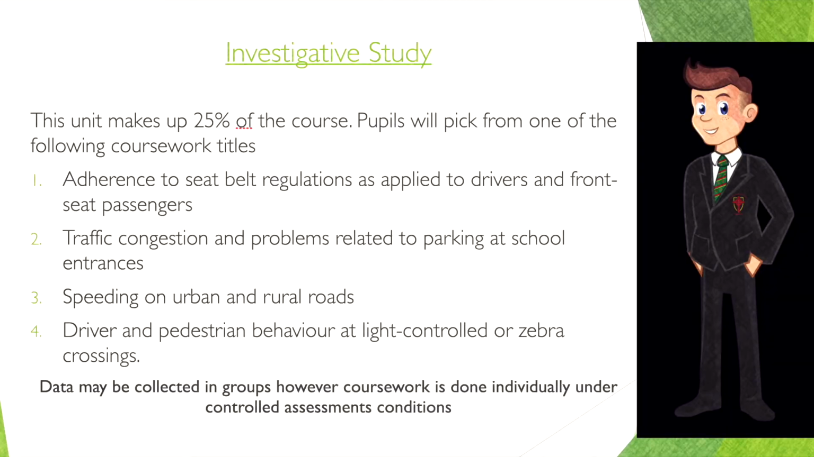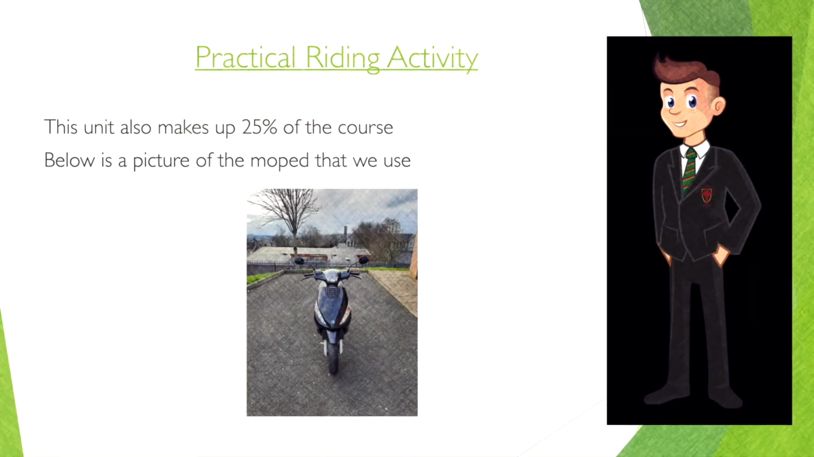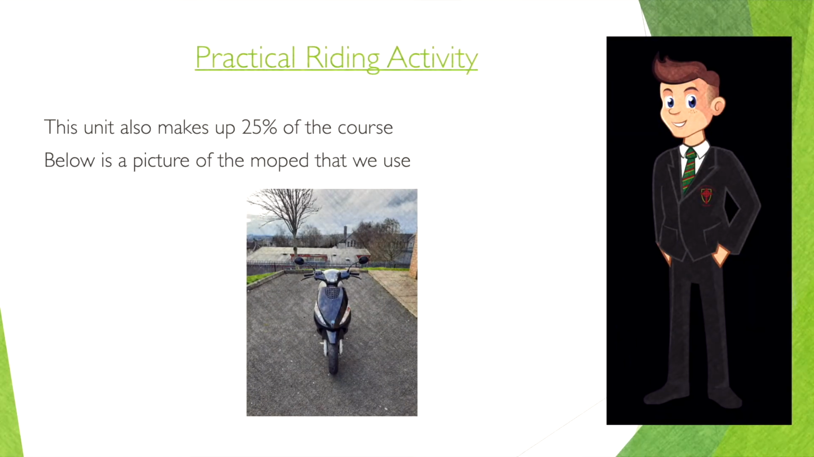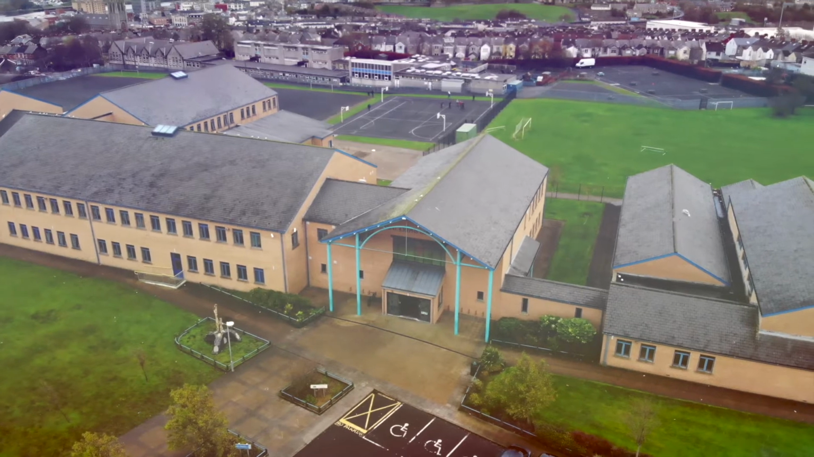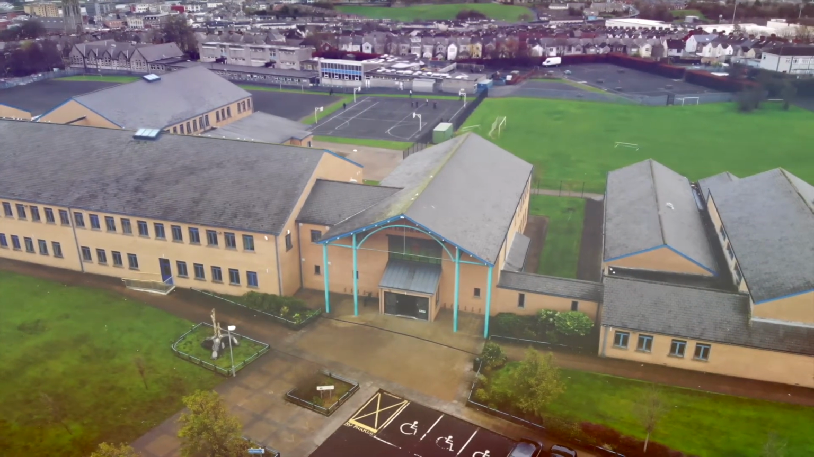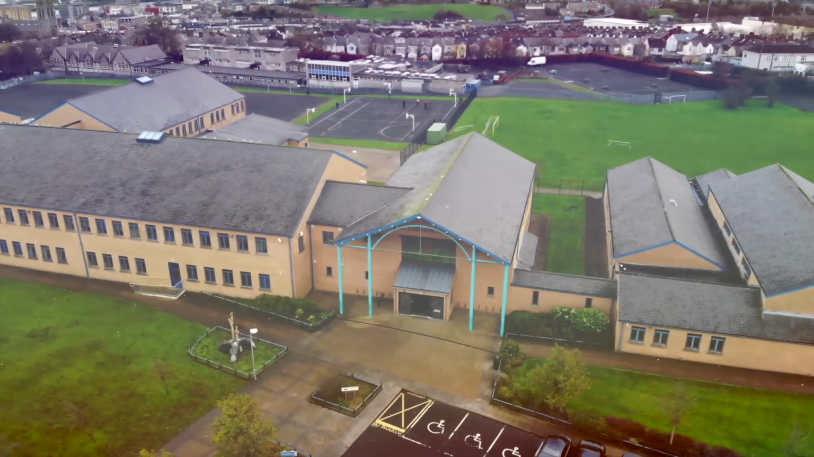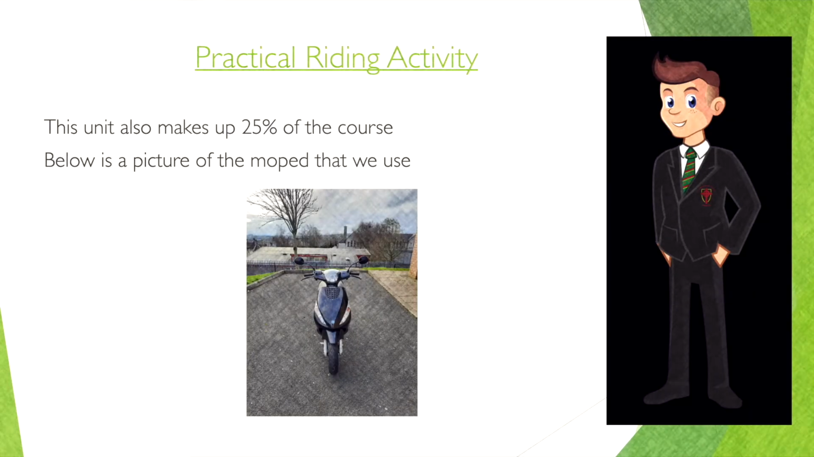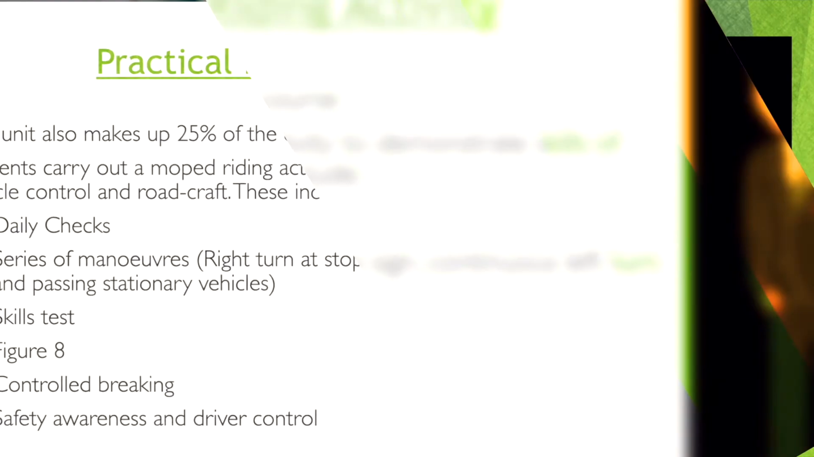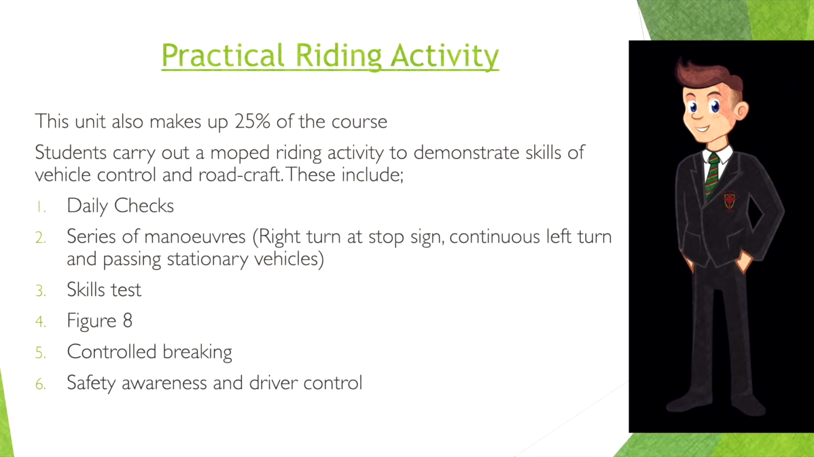And the last part of motor vehicles is a practical riding activity. Now this makes up 25% of the course, and what you'll do over 4th year and 5th year is we will go out on the moped at times, out in the yard that you see when you're out at break and lunch, and we'll go through a number of different measures. These include doing daily checks, doing a series of manoeuvres, which would be, for instance, right turn at a stop sign, continuous left turn, and passing stationary vehicles.